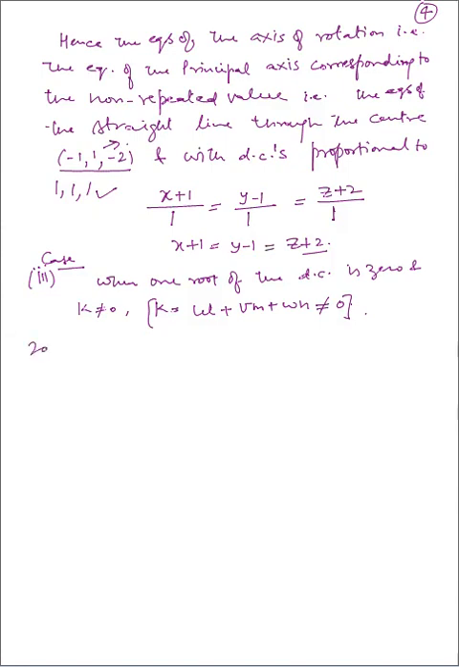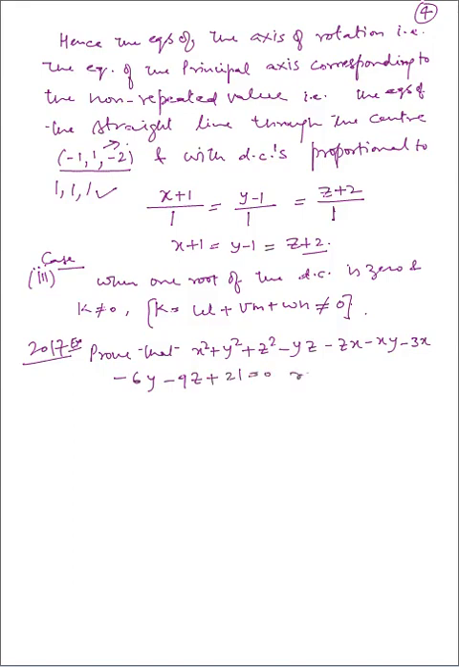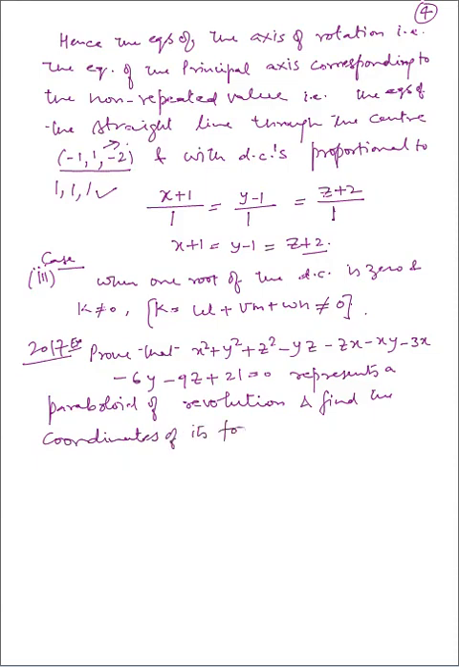ये एग्जाम्पल 2017 में आया था। प्रूव दैट x² प्लस y² प्लस z² माइनस yz माइनस zx माइनस xy माइनस 3x माइनस 6y माइनस 9z प्लस 21 इज इक्वल टू 0 represents a paraboloid of revolution and find the coordinates of its focus. Also find the equations to its axis.